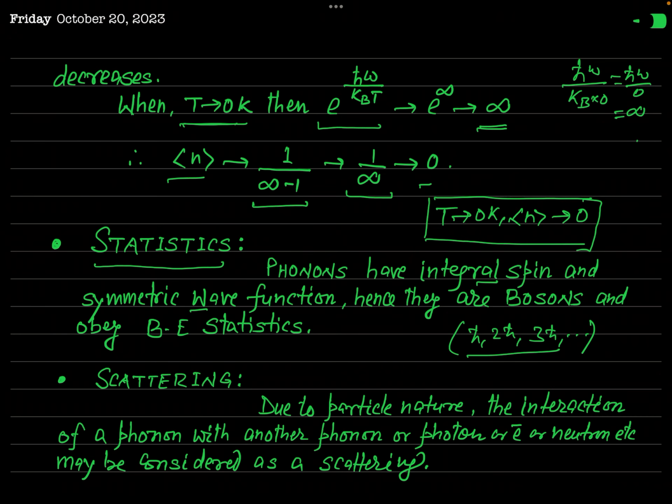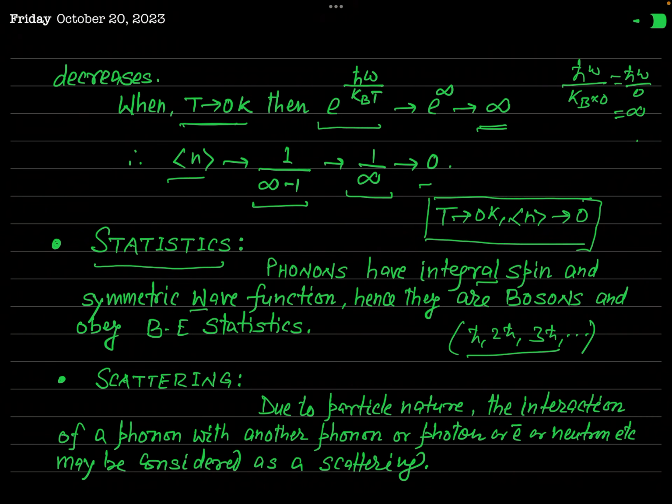wave function will be symmetric. And you know, a particle which has symmetric wave function, which has integral spin, which does not obey the Pauli's exclusion principle, such a particle is called boson. And why is it called boson? Because it obeys Bose-Einstein distribution law.